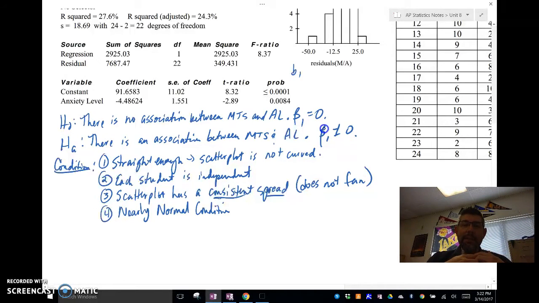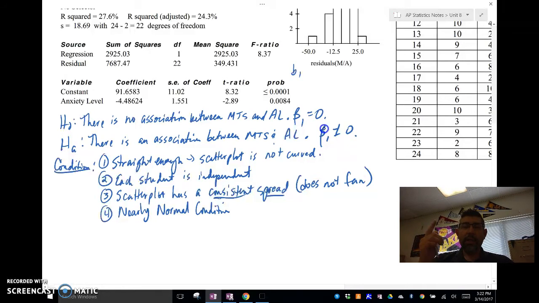The scatter plot needs to be consistently spread out, meaning it does not fan. What I mean by that is it doesn't start down here and fan out this way, or start here and then fan in like that. So the points don't go like that, right? They have to be consistent through some sort of linear relationship.